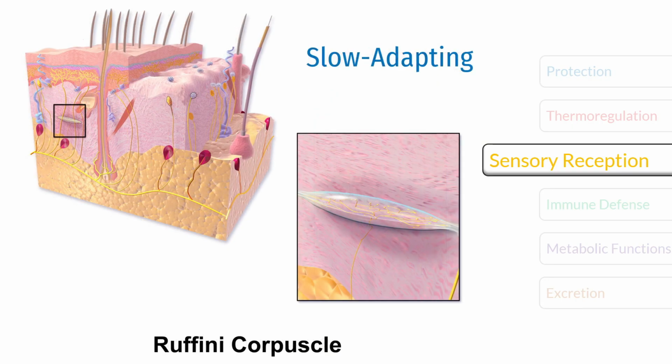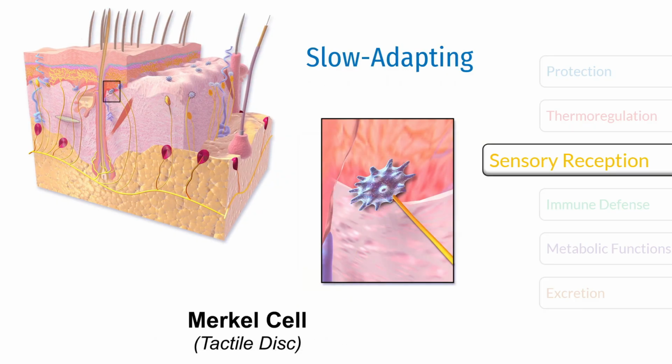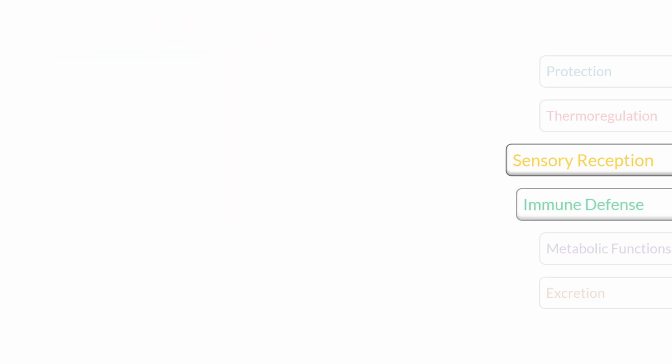In the deep dermis, Ruffini corpuscles are slowly adapting receptors that detect skin stretch, sustained pressure, and proprioception. They also contribute to detecting heat. And finally, Merkel discs, situated in the basal epidermis, especially in fingertips. These are slow adapting and contribute to fine touch, pressure, and shape discrimination.